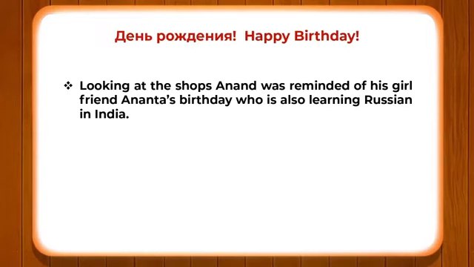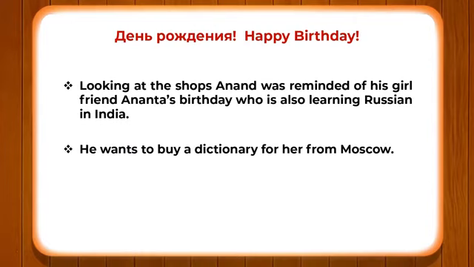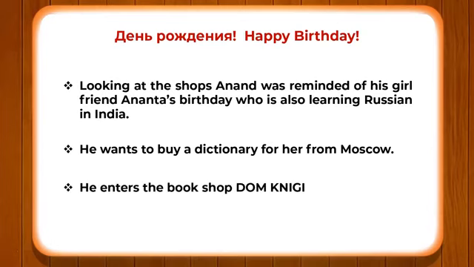Now, as we know, in the earlier module Anand was looking to buy a souvenir and wanted to know more about shops that he can find in Russia that would be of interest to him. Looking at the shops, Anand was reminded of his girlfriend Ananta's birthday, who is also learning Russian in India. He wants to buy a dictionary for her from Moscow. He enters the bookshop. Let's look at the conversation in the bookshop.